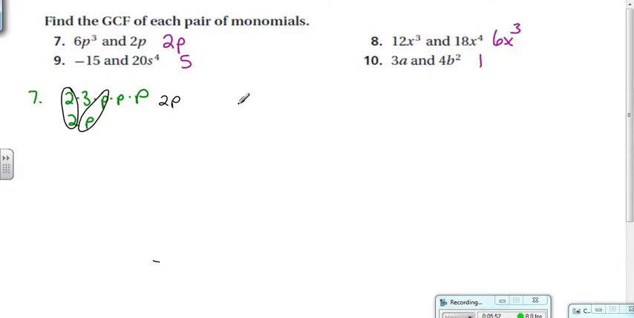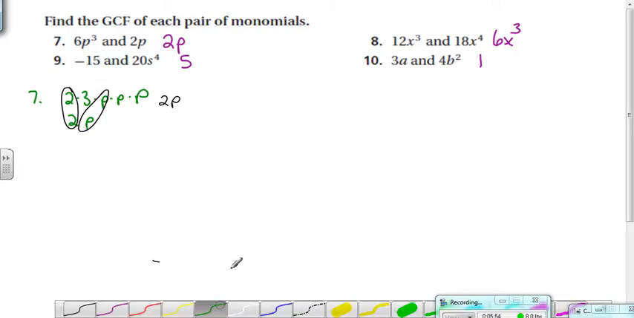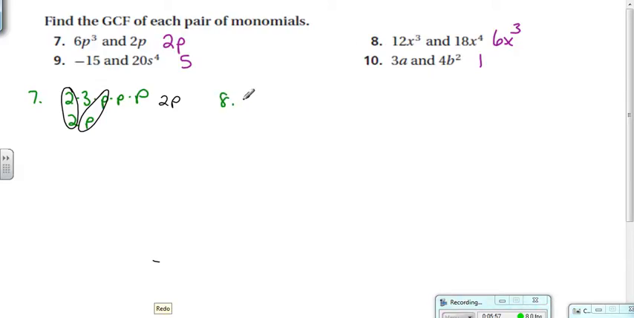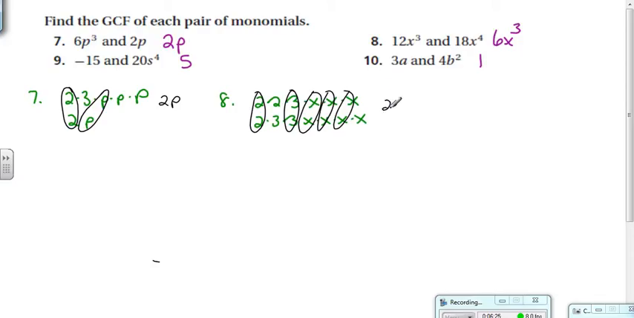If I was going to do number 8, 12 is 3 times 4, but 4 is 2 times 2. So I'd have 2 times 2 times 3, and then I have 3 x's. 18 is 2 times 9, but 9 is 3 times 3. And then I'd have 4 x's. So what do they have in common? They have in common this 2, they have in common a 3, and they have in common 3 x's. So what is 2 times 3 times x times x times x? Well, 2 times 3 is 6, and 3 x's can be written as 6x cubed.